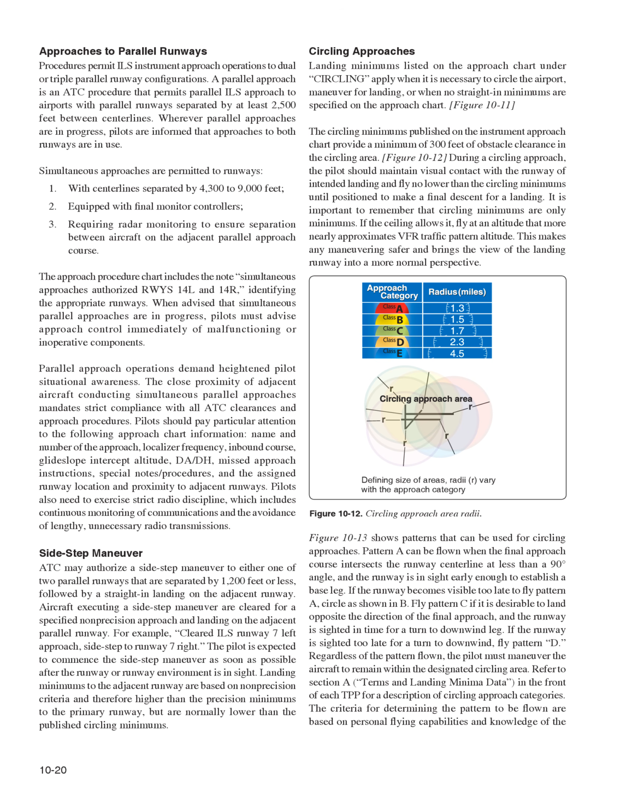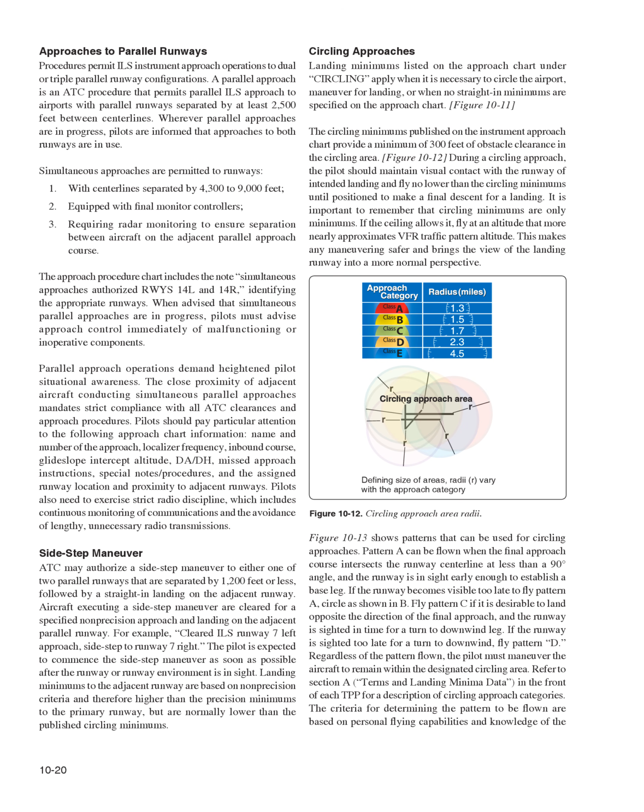Pilots also need to exercise strict radio discipline, which includes continuous monitoring of communications and the avoidance of lengthy, unnecessary radio transmissions. Sidestep maneuver: ATC may authorize a sidestep maneuver to either one of two parallel runways that are separated by 1,200 feet or less, followed by a straight-in landing on the adjacent runway. Aircraft executing a sidestep maneuver are cleared for a specified non-precision approach and landing on the adjacent parallel runway. For example, cleared ILS runway 7 left approach, sidestep to runway 7 right.